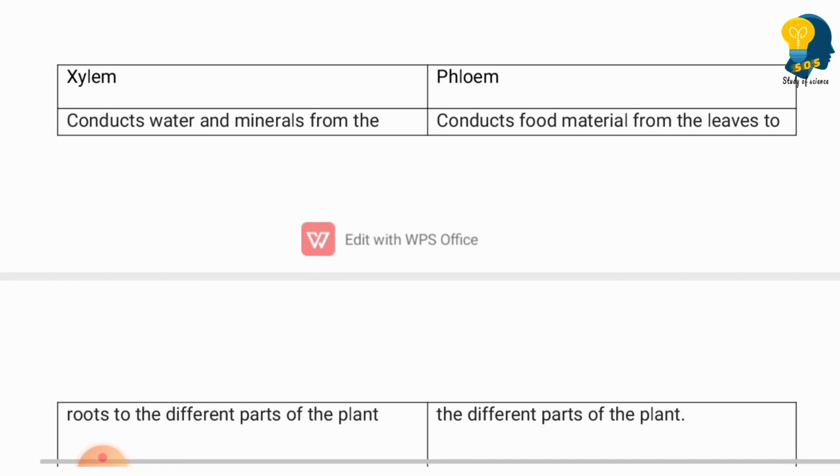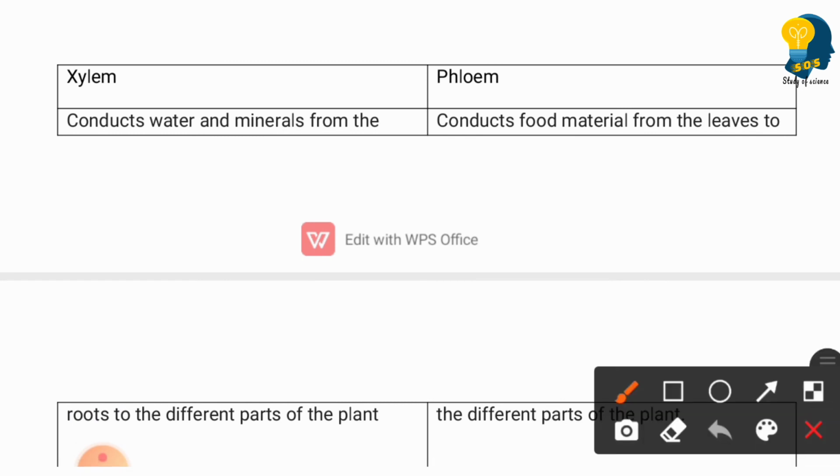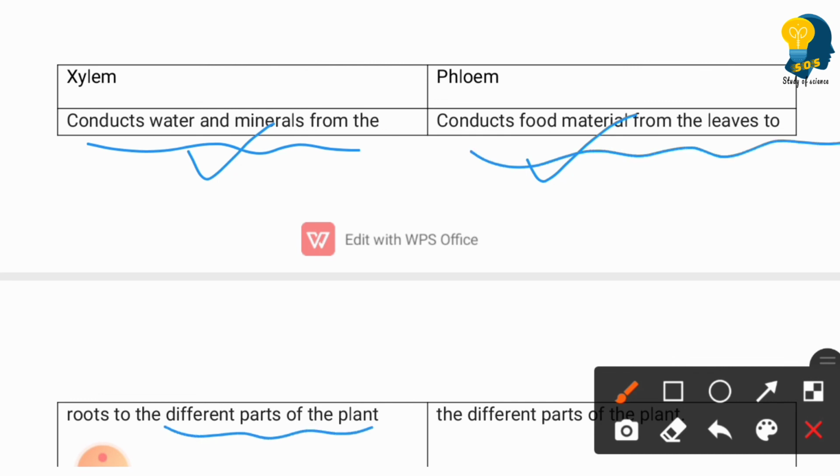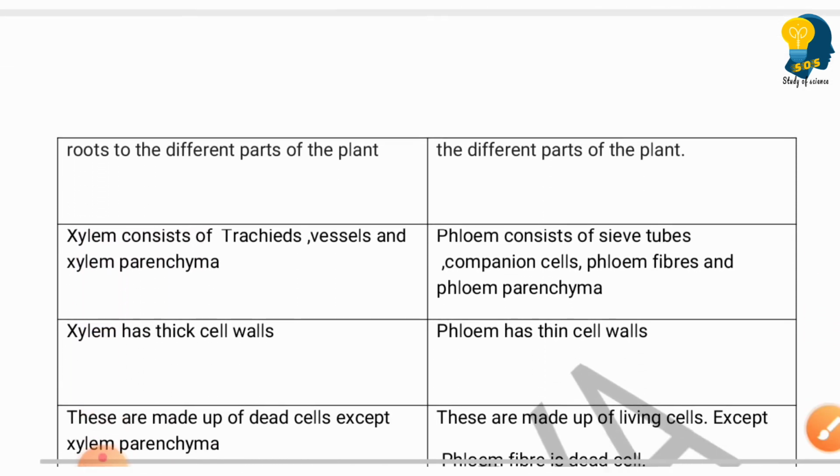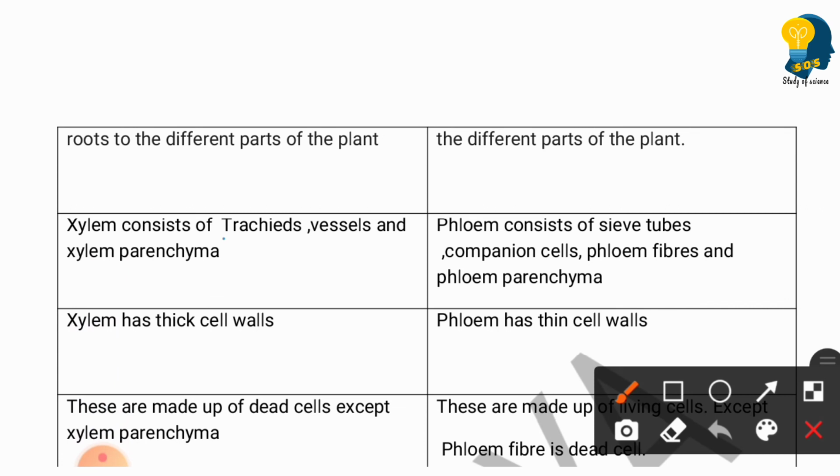So finally, now let us understand the difference between the xylem tissue and the phloem tissue. The first important difference is that xylem helps in conduction of water and minerals from the roots to the different parts of the plant. Phloem helps in conduction of materials from leaves to the different parts of the plant. Clear? Moving to the next difference, xylem consists of tracheids, vessels and xylem parenchyma. Phloem consists of sieve tubes, companion cells, phloem fibers and phloem parenchyma. Correct? And xylem has thick cell walls and phloem has thin cell walls.